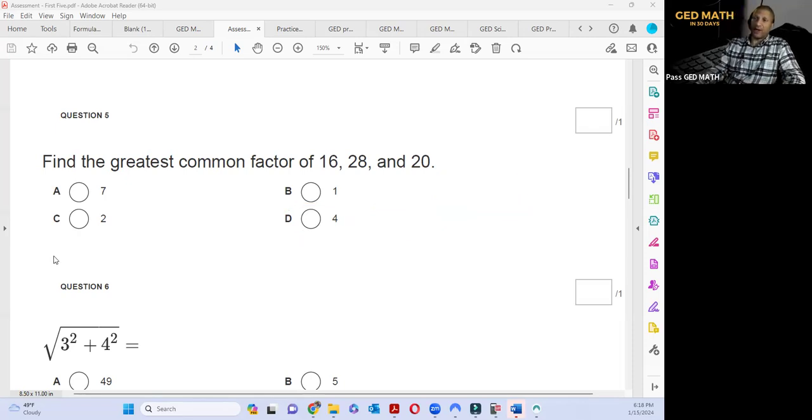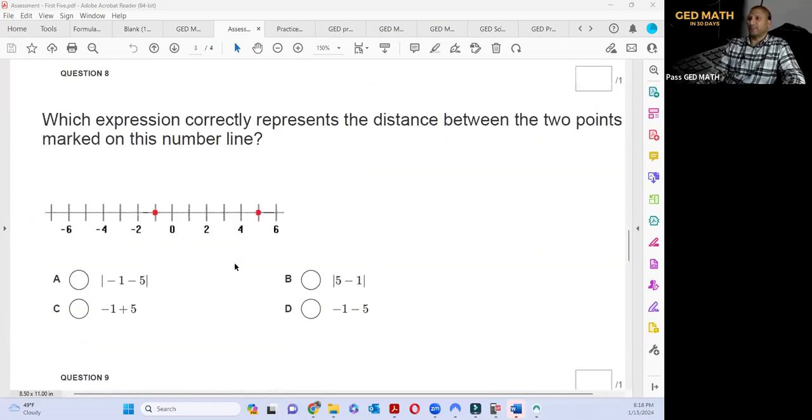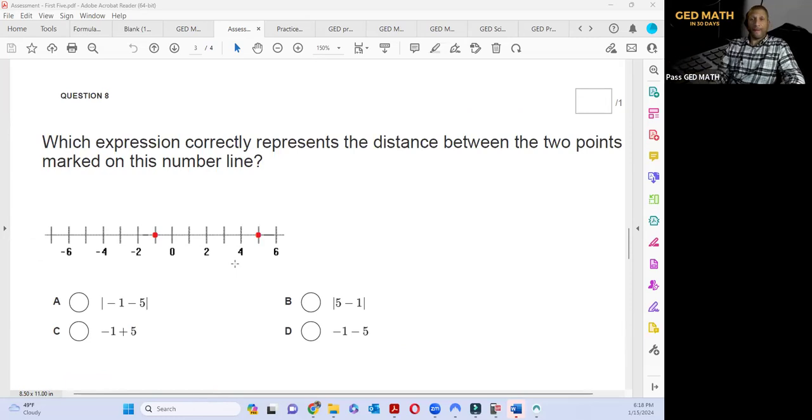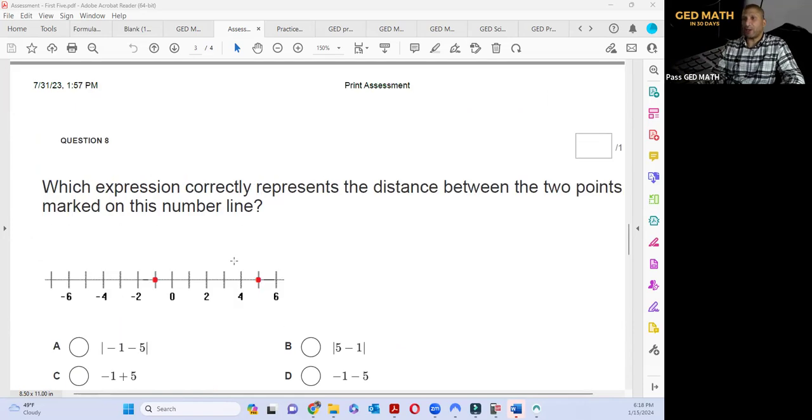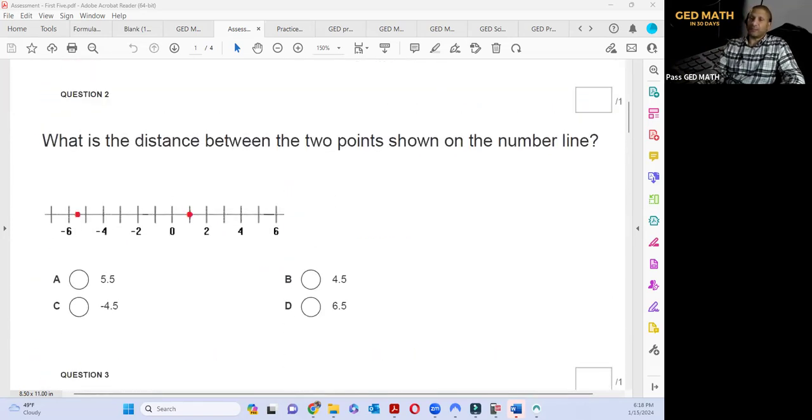Again, one of the first 5: find the distance between two numbers on a number line. I like this question better. We did one previously when I wasn't recording, but they gave you a comment, so I'll do that first real quick. Find the distance between two numbers on a line. You're probably going to have that.